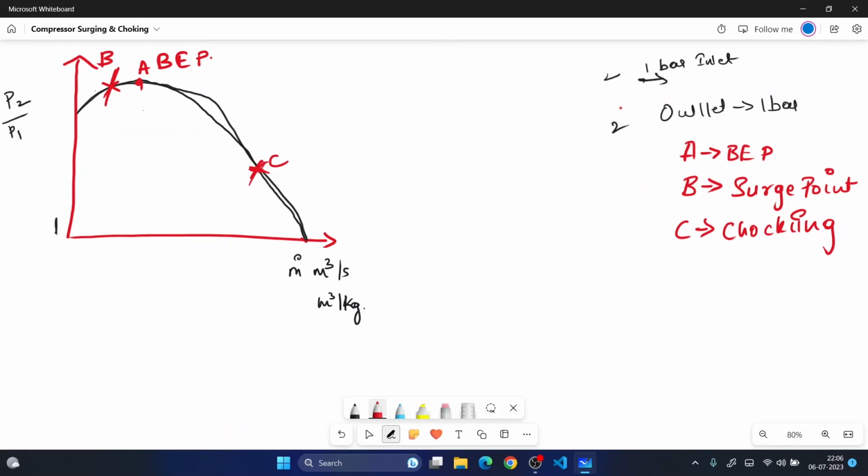So compared to surging, choking is not a very dangerous phenomenon. If you try to open the valve, say this is the point where I can get the mass flow rate to be maximum, say 2 kg per second, when my delivery valve is at 80% open. When I further open it to 100%, I will not be increasing the mass flow rate. The mass flow rate doesn't increase. We'll understand why.